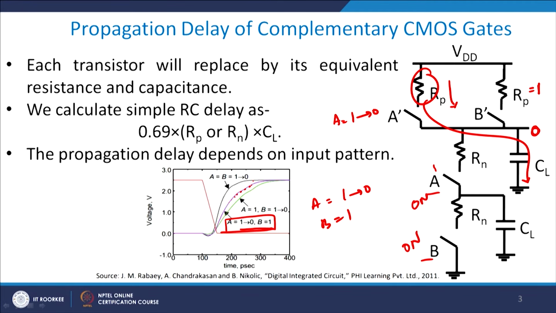See, and then the last one is that A was equal to 1, and B was going from 1 to 0. A very subtle change is there. Subtle change is that both were on, right. So, both the pull down network was on in this case. Now, what has happened is that B is going from 1 to 0.